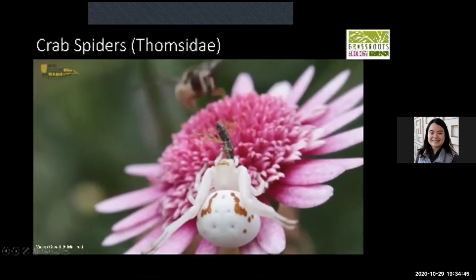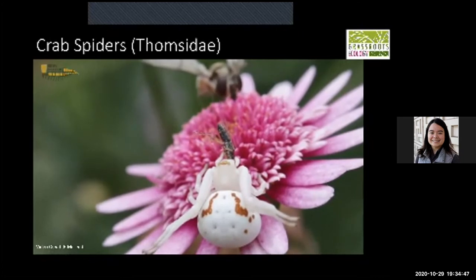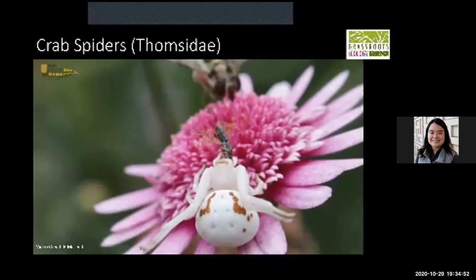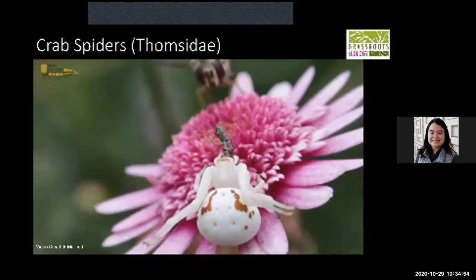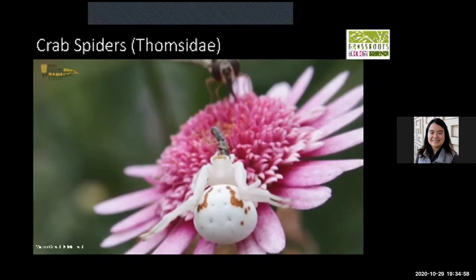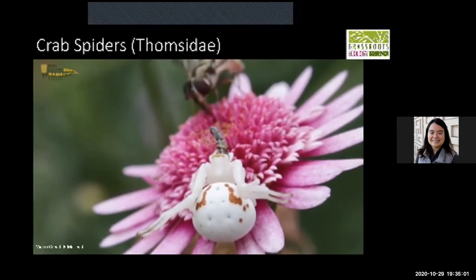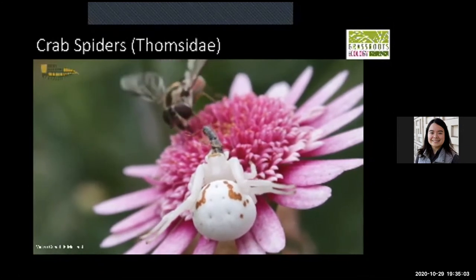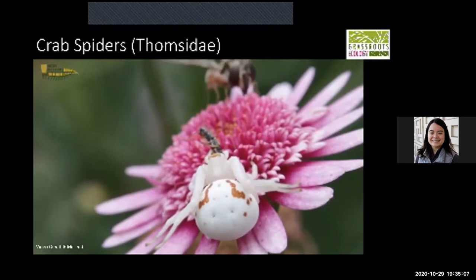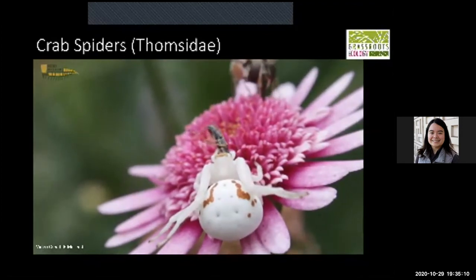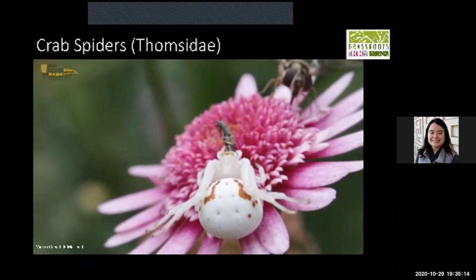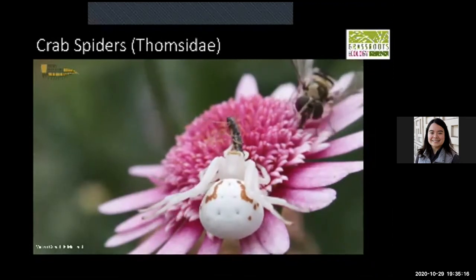Next free living spider we have is the crab spider, and they are very well disguised, so that unsuspecting pollinators that land on flowers don't know that it's there. And so they kind of lie in wait. They extend their arms out and then wait until the unsuspecting fly gets close, and then they jump and ambush it and sink their fangs deep inside the fly, and then they get a juicy snack that way.